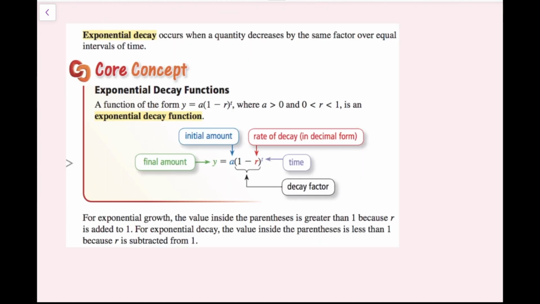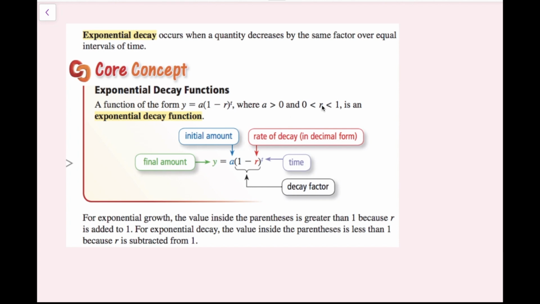Exponential decay occurs when a quantity decreases by the same factor over equal intervals of time. A function of the form y equals a times quantity 1 minus r, all to the power of t, where a is greater than 0 and 0 is less than r is less than 1, is an exponential decay function. This looks very similar to our exponential growth function, but this time I'm subtracting my percentage because I'm decreasing my value instead of adding my percentage, which would increase my value.